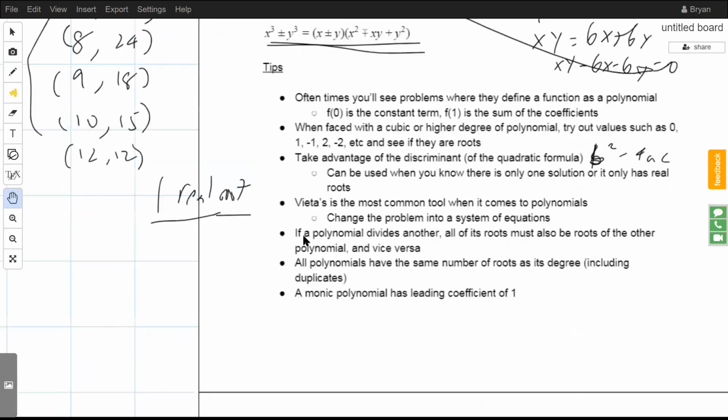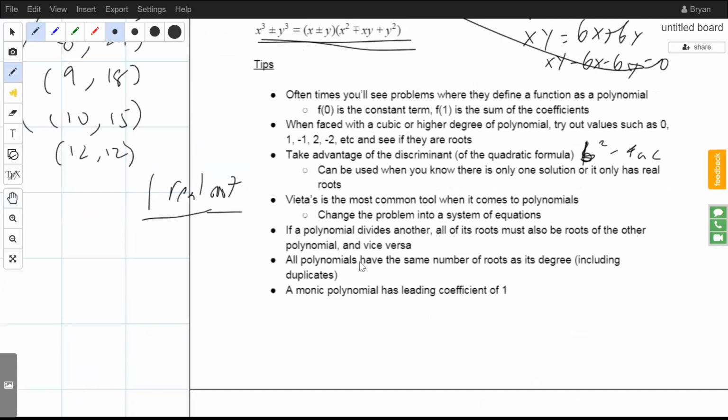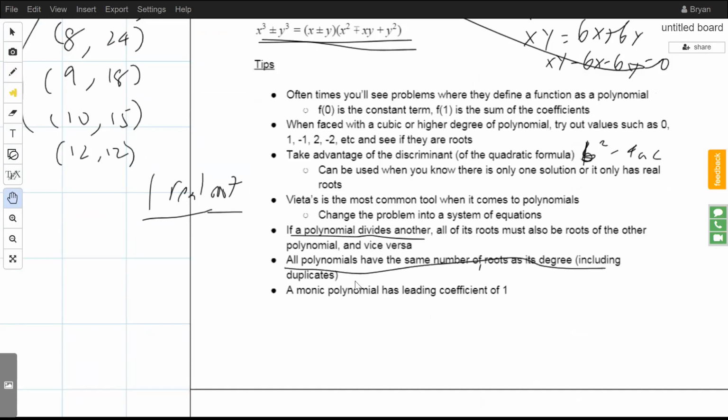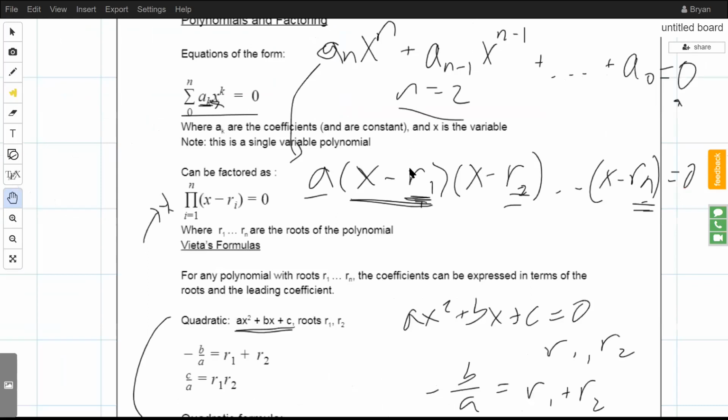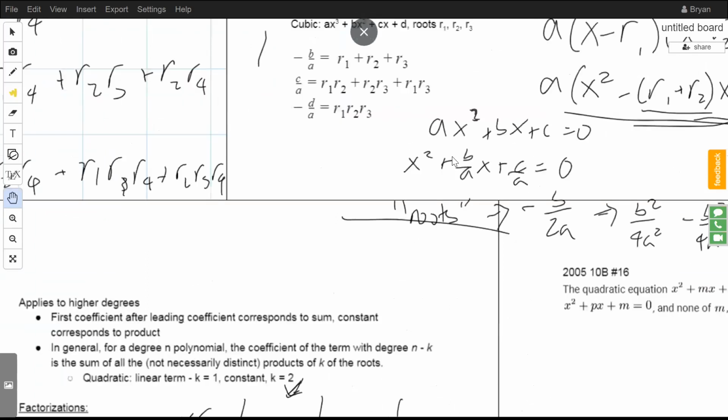Another thing I didn't mention is that if a polynomial divides another, all of its roots must also be roots of the other polynomial. So if you have a polynomial with the same roots as another one, then that polynomial must divide the other if it has a smaller degree. And all polynomials will have the same number of complex roots as their degree, which basically means that if you have x to the n here, then there are going to be n roots, and that works for all n except for 0.